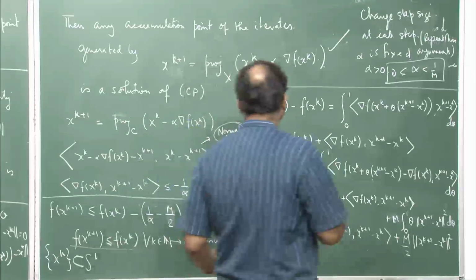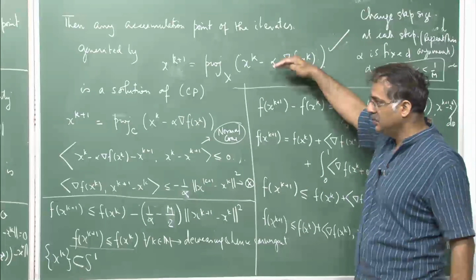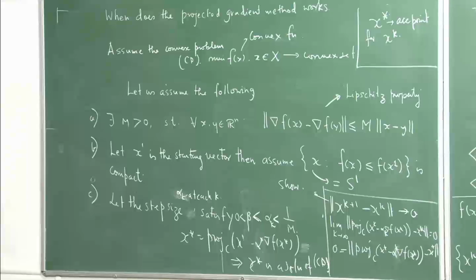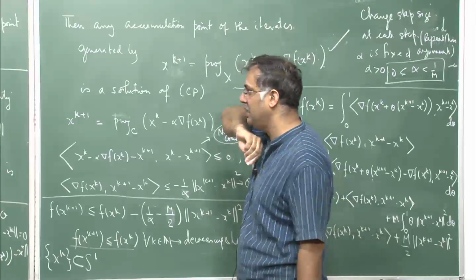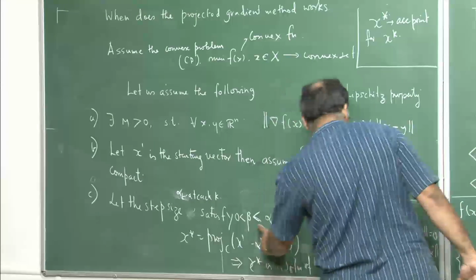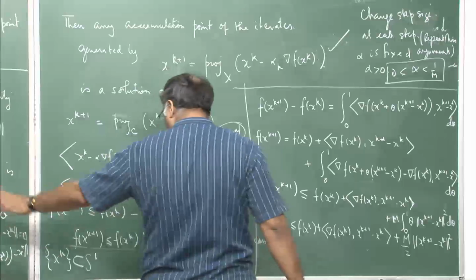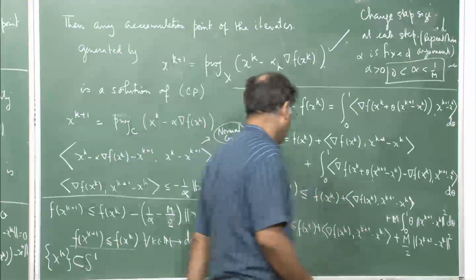So, again I want to assert, in the first write up, my alpha was fixed, then I am changing my alpha at every step, but holding it between these two quantities. If that can be done, the whole argument can be repeated and you can reach the same conclusion.